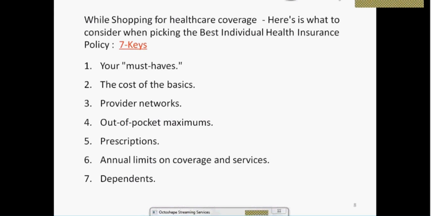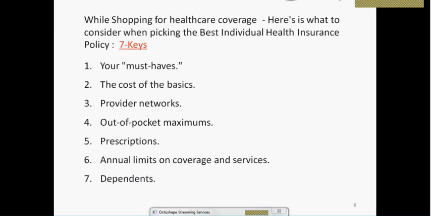The fifth one, what I'm saying here, is the prescriptions, right? For example, everybody needs a drug, or if you're on a medication, then you have to make sure that your medication is covered under prescription. If so, what is the copay and all? So that's another important thing.